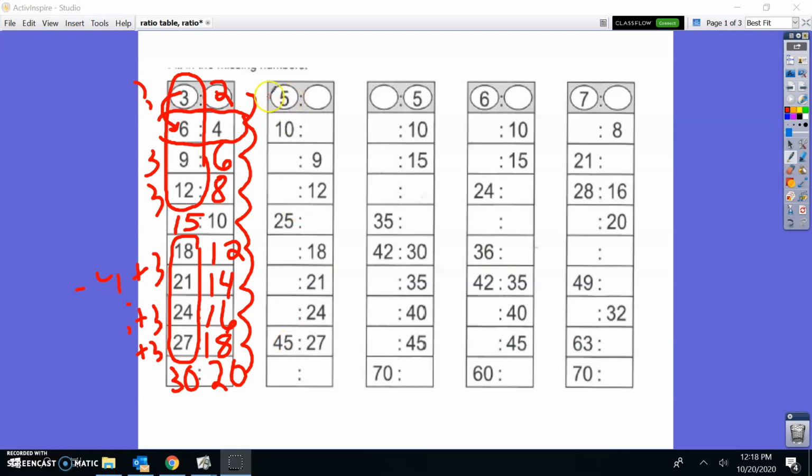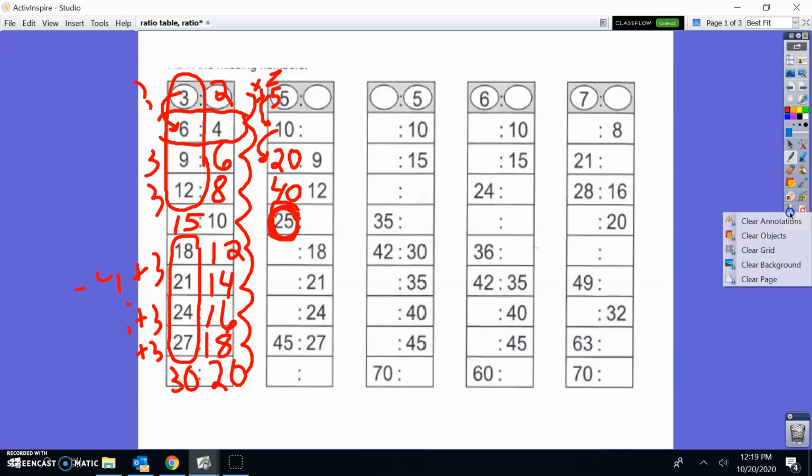So I'm going to start with 5, and I notice a pattern here. 5 to 10, I can either multiply by 2 or add by 5. 3 spaces down, I see the number 25. So if I try my pattern multiplied by 2, I would get 20, 40. It looks like it's not that pattern because the next number is 25.